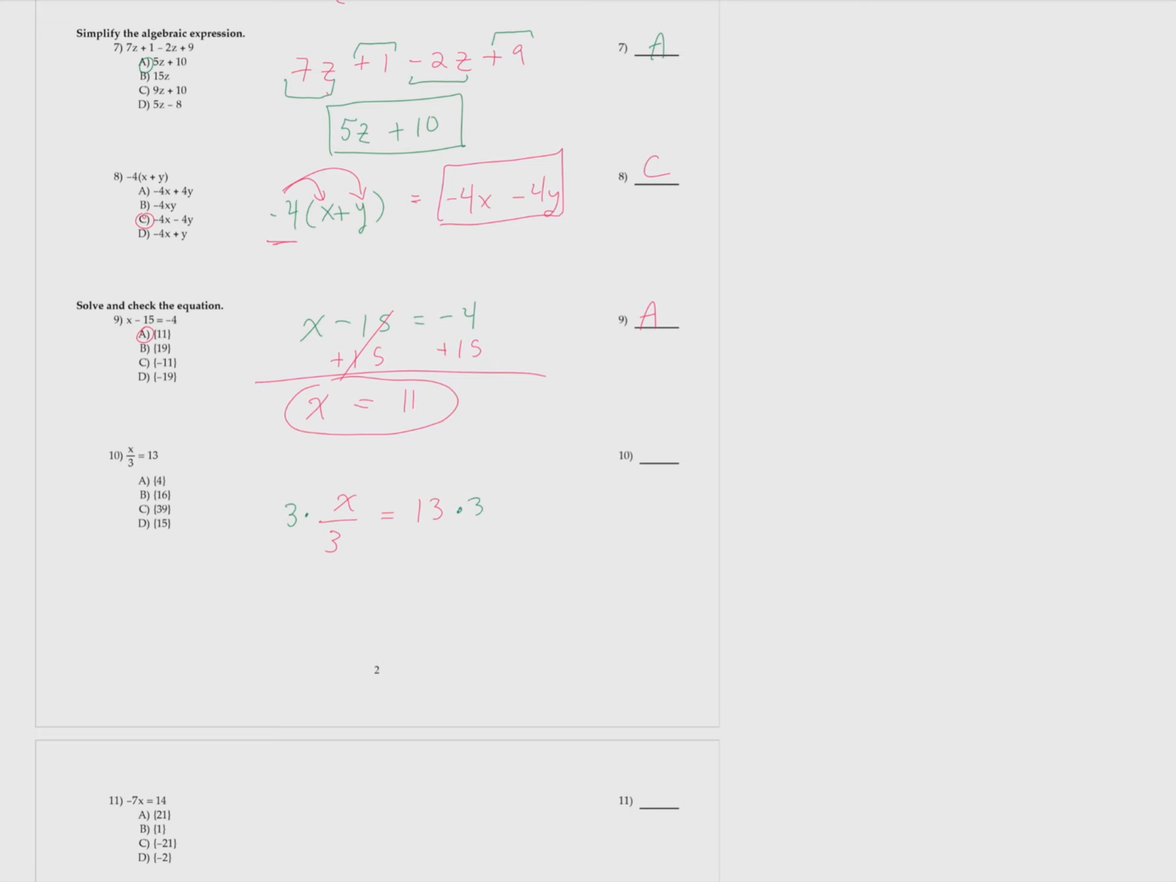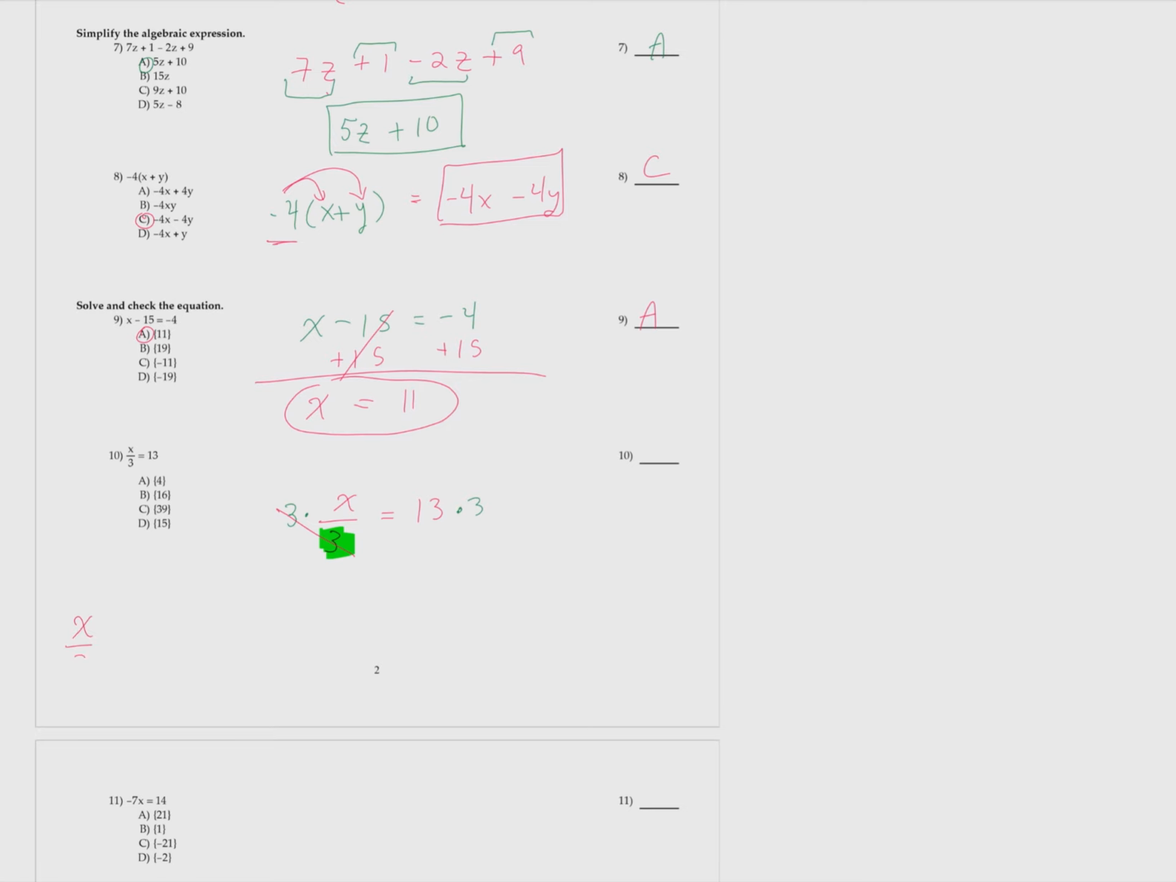Some students ask me, why do you multiply by 3? Because I need to get rid of this 3. This is the 3 that's bothering me. So the only way to get rid of a 3 that's being divided is to multiply by 3. So 3 is not arbitrary. 3 is deliberately multiplied to cancel this 3 out. Now whatever I do to one side, I do to the other.